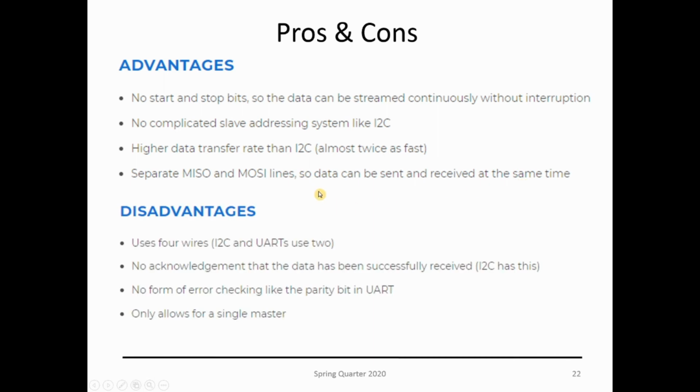Disadvantages: it uses 4 wires instead of 2. It does not have any type of acknowledged data or any type of error checking, and only allows for a single master, so you can only have 1 master connected to your system.